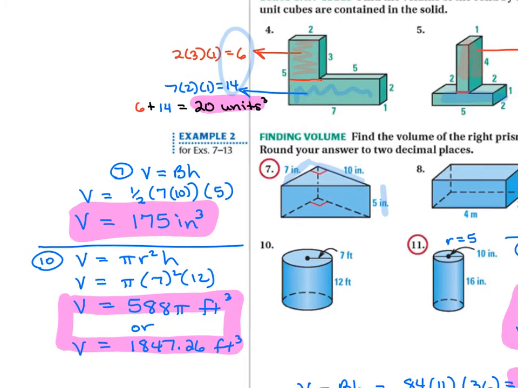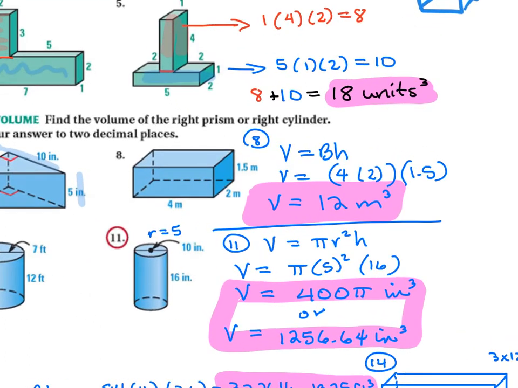Then number 8, this is a rectangular prism. And again, it's area of the base, which you could either do base times height or length times width. Just remember, when it's a rectangular prism, the volume is just length times width times height. So 4 times 2 times 1.5, and you get 12 meters cubed.